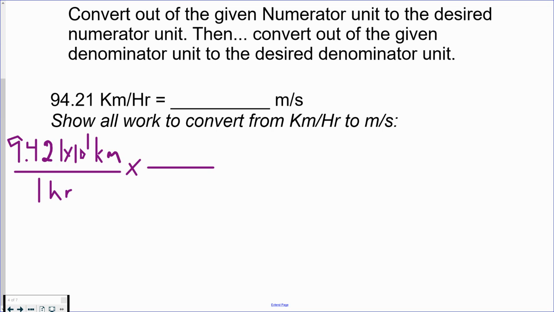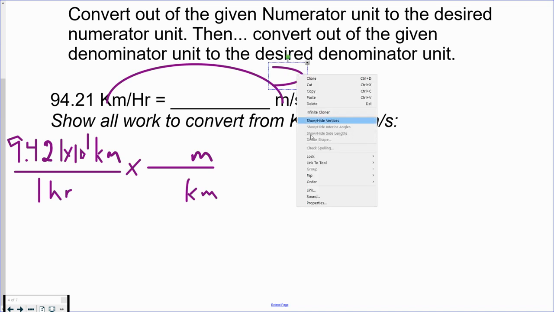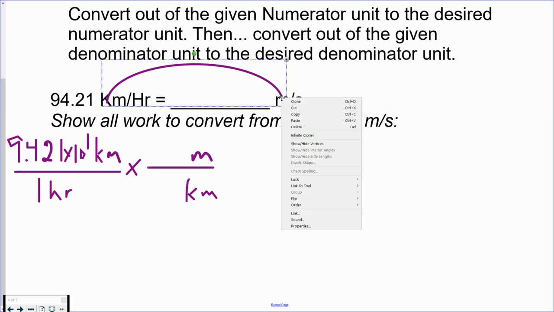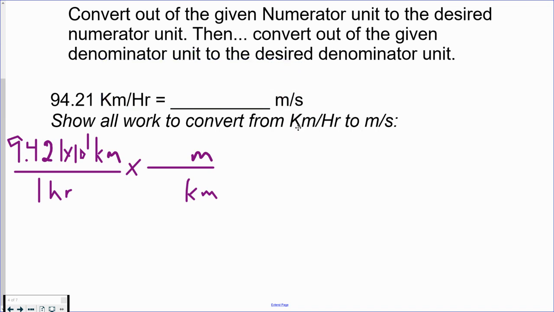We're going to start with kilometers. So kilometers is going to go down the bottom. Meters is going to go up top. So I can literally go directly to meters. Kilometers is bigger, and I will tell you that there is 1,000 meters in a kilometer. So right now we're in meters, which is what we want.